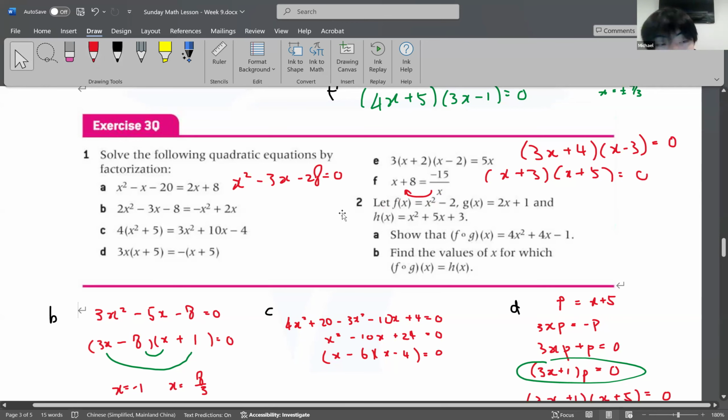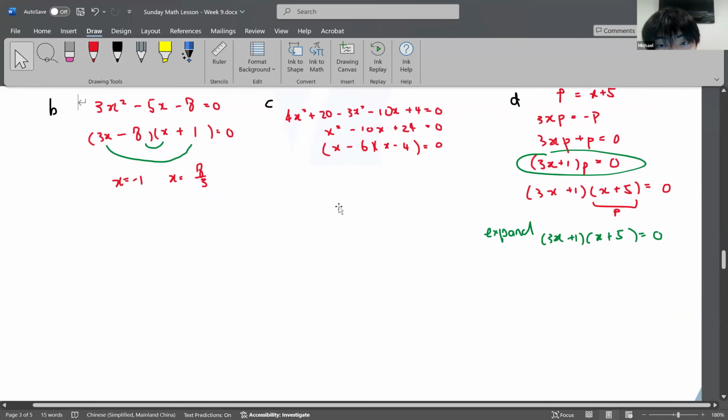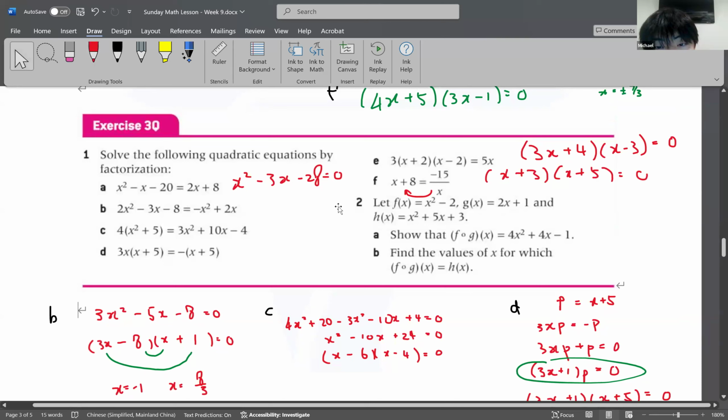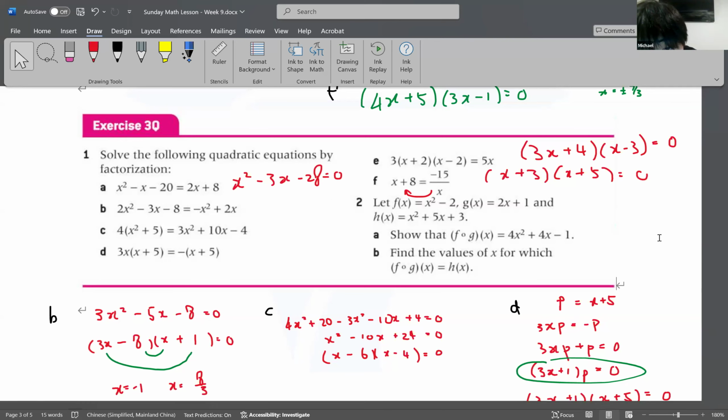All right, any questions before we move on to question 2? Let's see if we really want to do this. Yeah, why not? Both of you have done functions, so let's have a look at this. We define some quadratic functions. H and f are quadratics. G is just a random linear function. And it wants us to show that if we put g inside f, we get 4x squared plus 4x minus 1. So yeah, guys, let's show that and see if we get the answer.